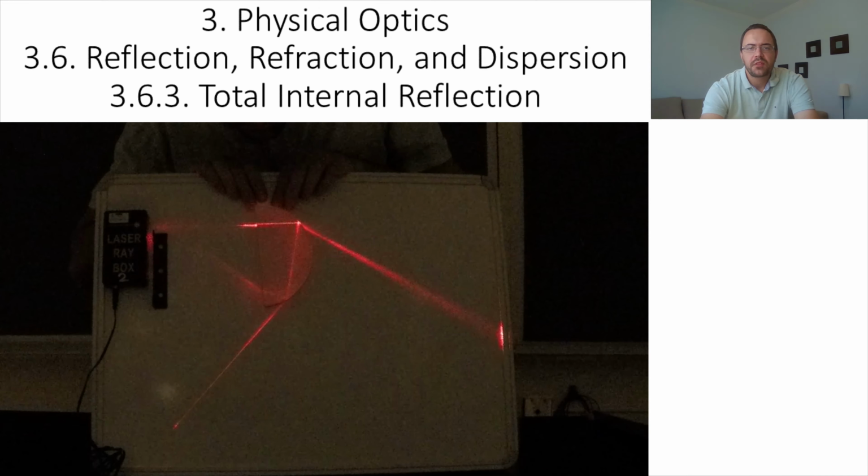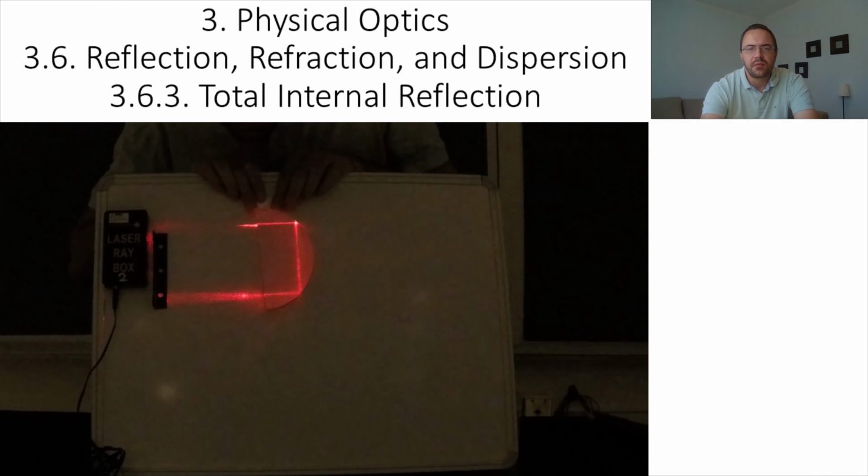Now, if I move the piece of glass even lower, then the refracted rays eventually disappear, and all the light is reflected inside the piece of glass. That is what is called total internal reflection.